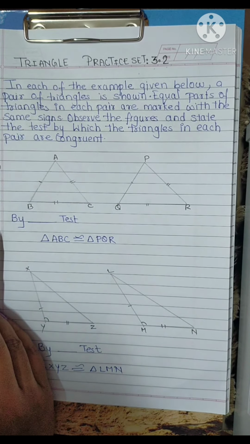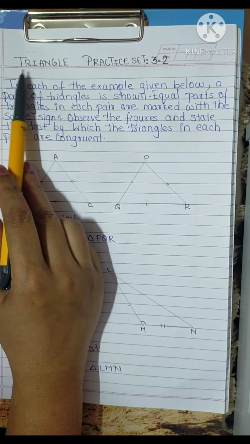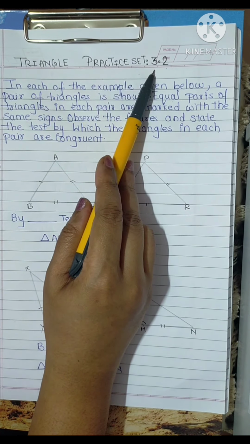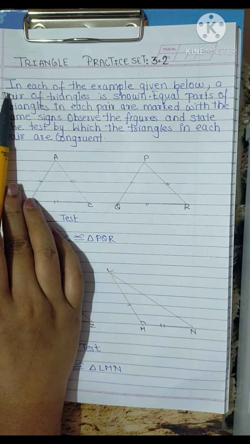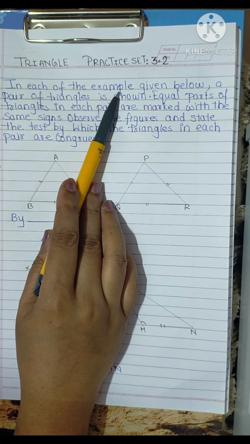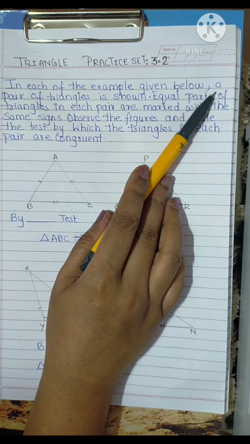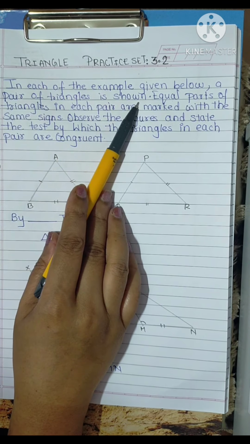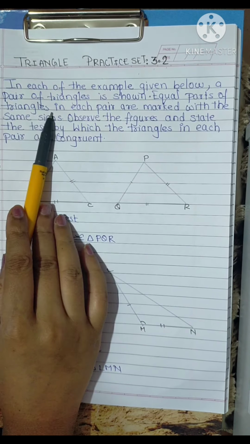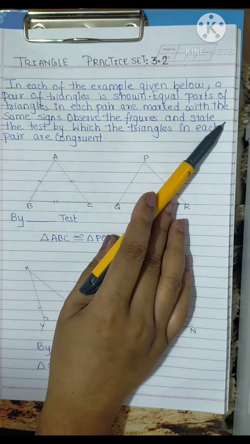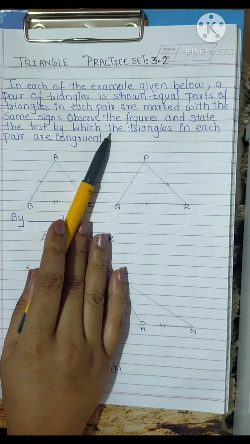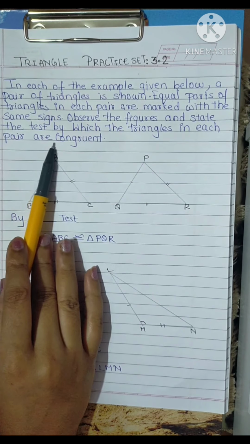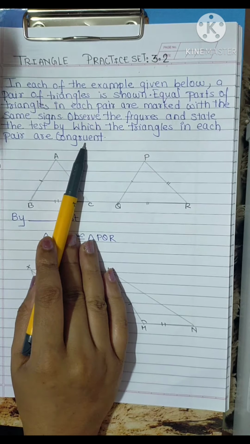Today we are going to solve chapter 3 Triangles, practice set 3.2. So the first question is given. In each of the examples given below, a pair of triangles is shown. Equal parts of the triangles in each pair are marked with the same sign. Observe the figure and state the test by which the triangles in each pair are congruent.